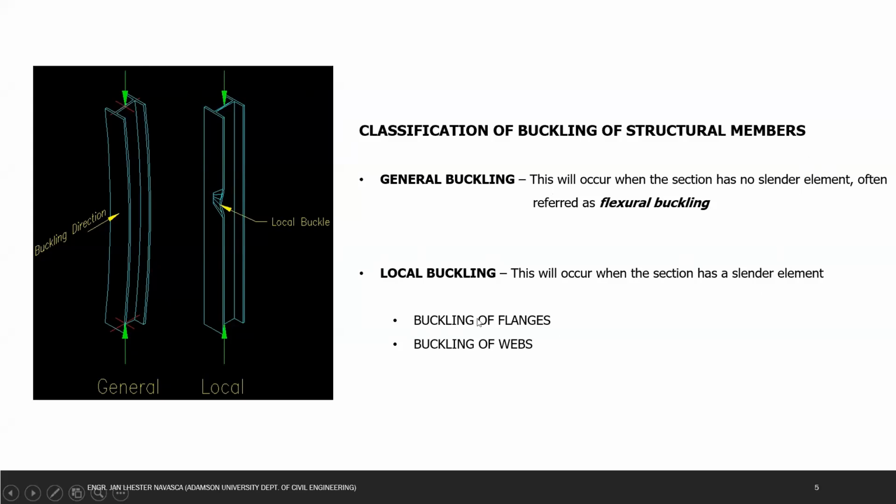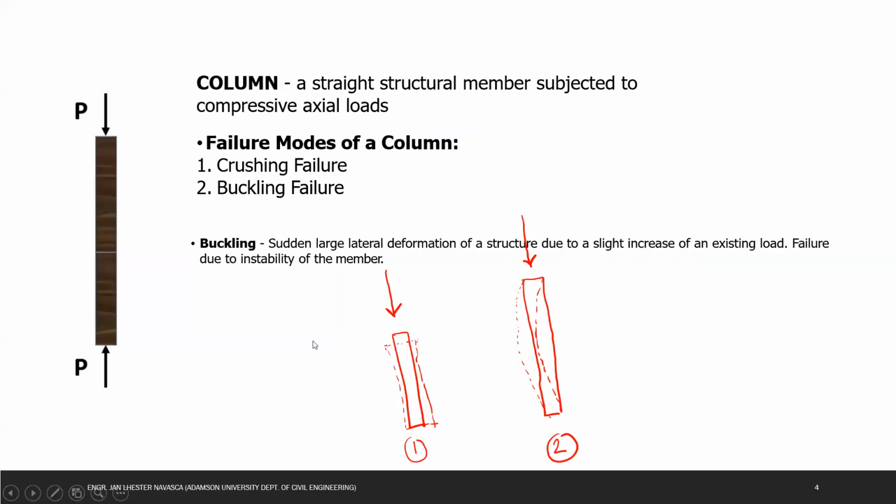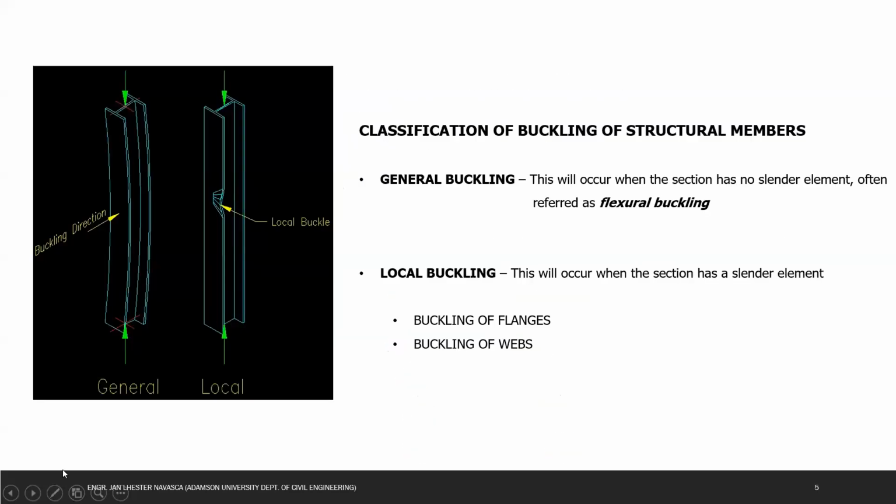So we have buckling of flanges and buckling of the webs. As you can see in this figure, you have local buckling in the flanges. So this is the flanges of our column. If you cut a cross section here, this one, you cut a cross section here.